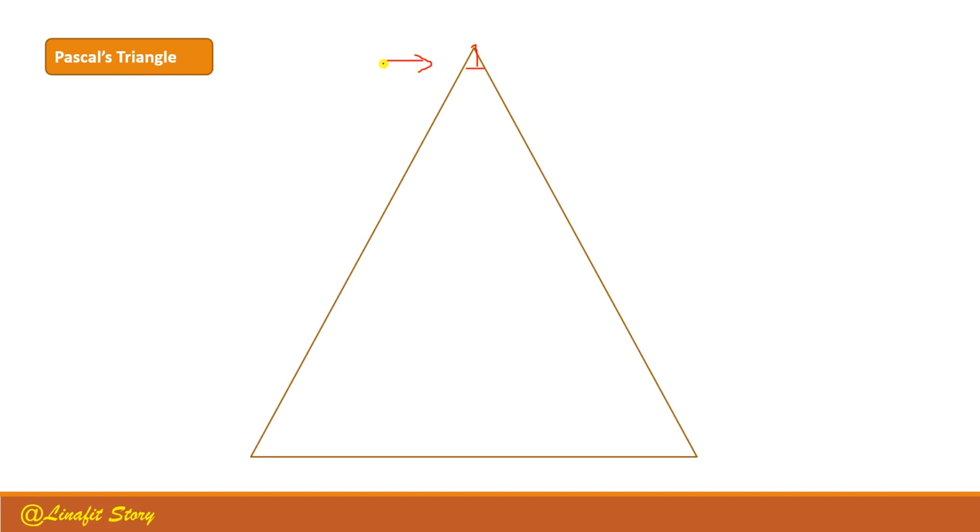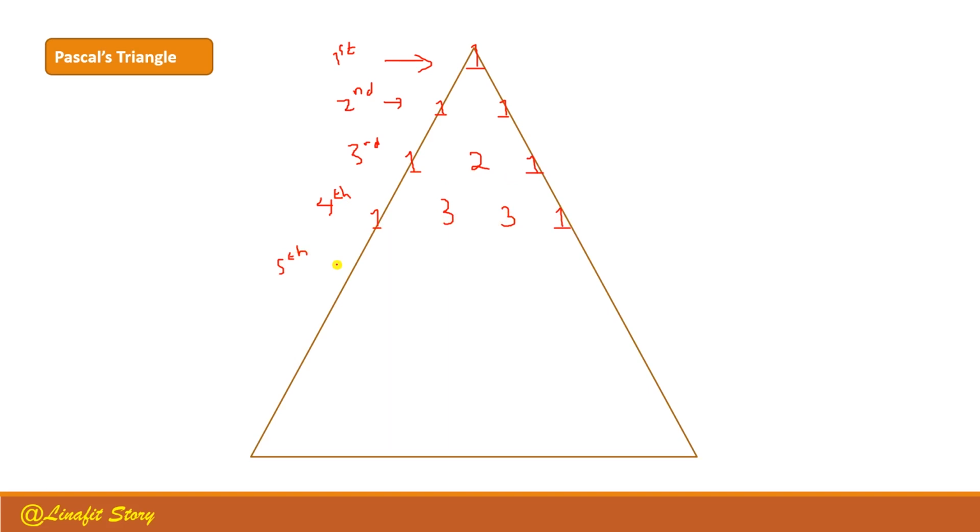So here the first row is 1. The second row is here, 1 and 1 on the left and right side. Here is the third row. 1 plus 1 is 2. Here is the fourth row. 1 plus 2 is 3. 2 plus 1 is 3.